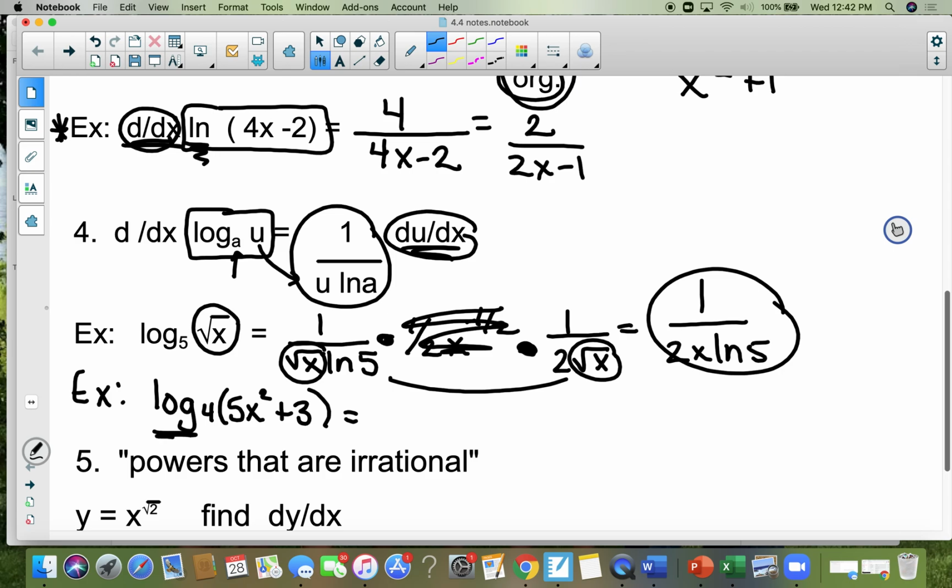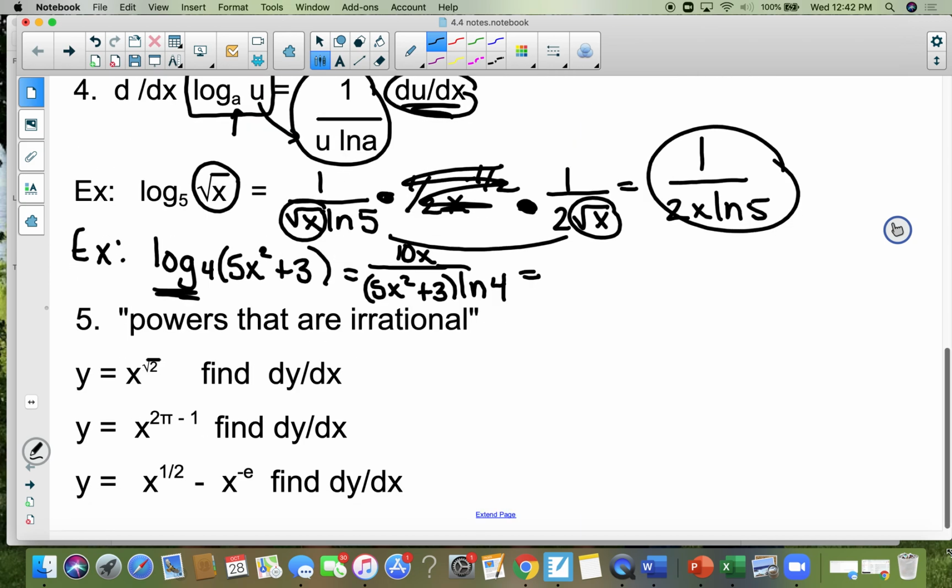When you see the log, you know it's going to be 1 over u ln a, and the u is the 5x squared plus 3, natural log of 4, times the derivative of the u, which is 10x. Final answer. Okay, the next rule, powers that are irrational. And it looks like I gave you 3 of these.